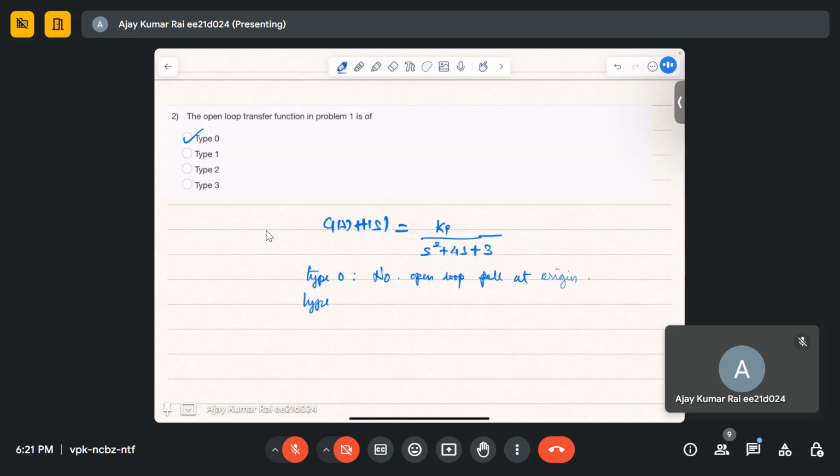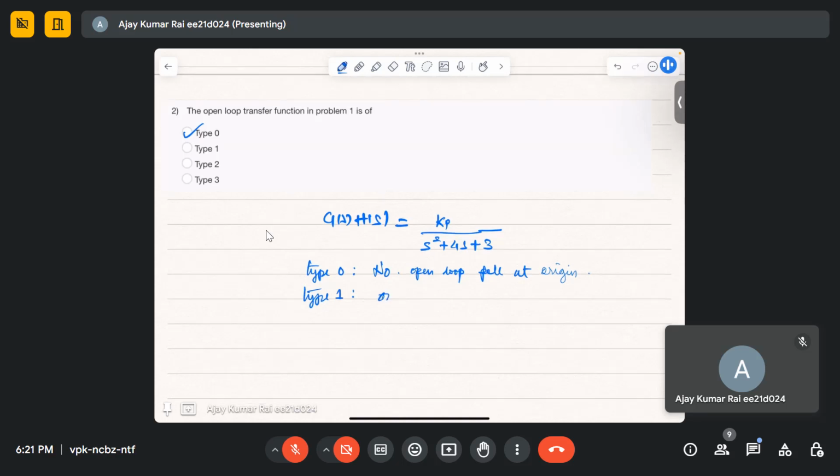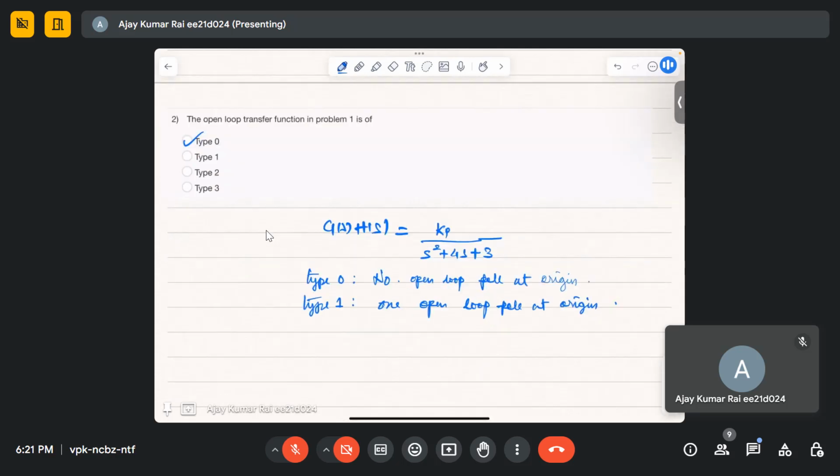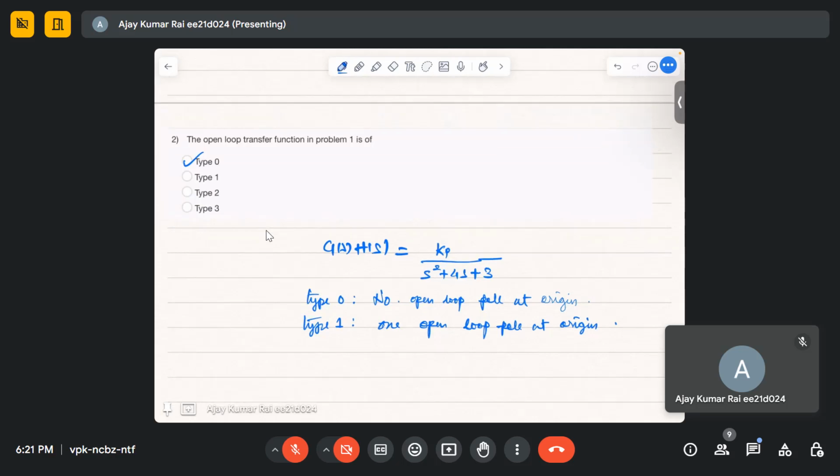And for type 1, we know we have one open loop pole at origin. Similarly for type 2 and type 3. Type 2 has two open loop poles at origin, and type 3 will correspondingly have three open loop poles at origin. So in this case, you can see there is no pole at the origin. That's why we are saying this is a type 0 system. Simple.